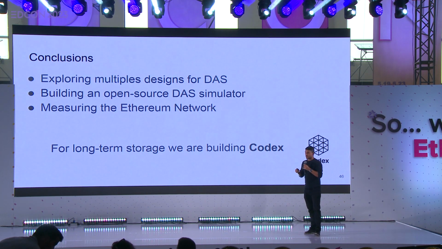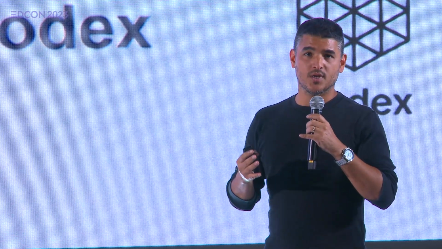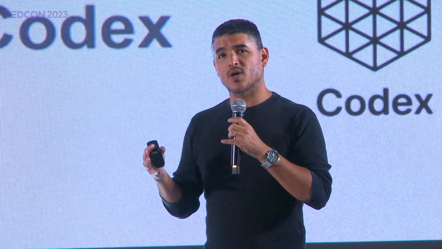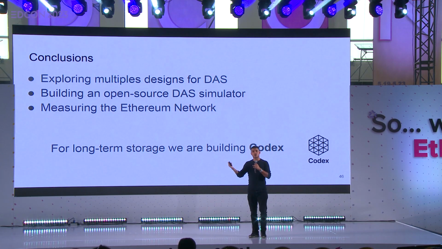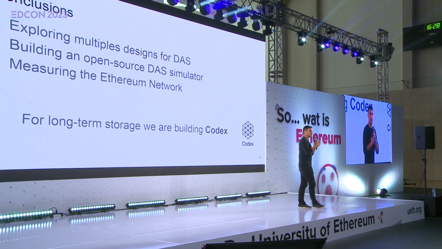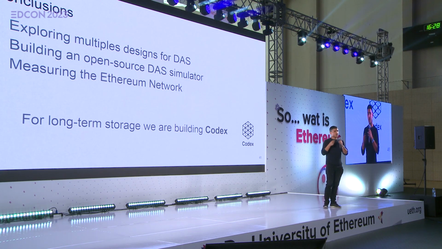So in conclusion, there are many recipes for building data availability sampling. We are exploring this one, but we are not close-minded. We are leaving the space open. There are many changes that can come in the future. We are building the simulator to study all those different parameters and to find the best combination to implement data availability sampling for the scalability of Ethereum.